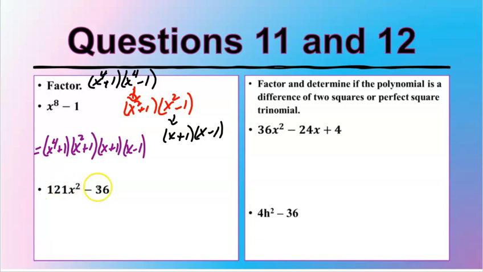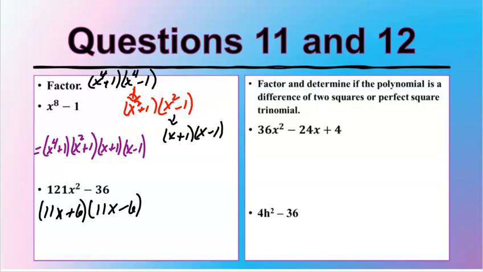Next one, this is also a difference of two squares. So if I factor this one, the square root of 121 is 11x, not x squared, it should be just x. And then the square root of 36 is a positive 6 and a negative 6. So I have 11x plus 6 times 11x minus 6. And I don't have any difference of two squares left over, so that would be my final answer.